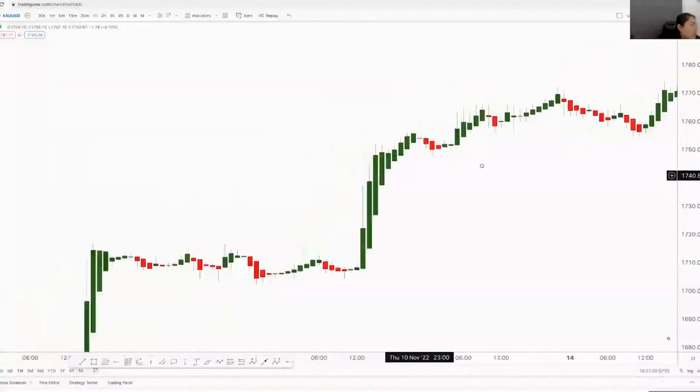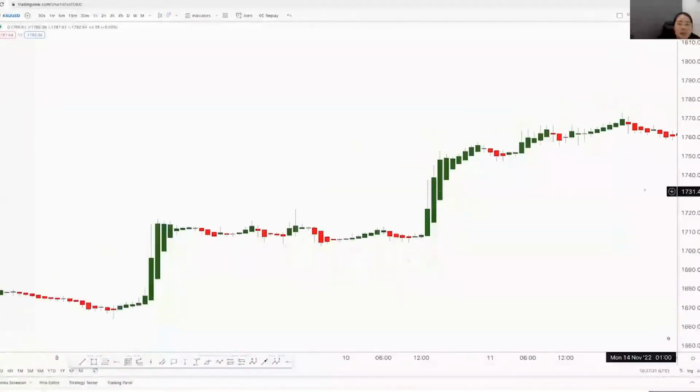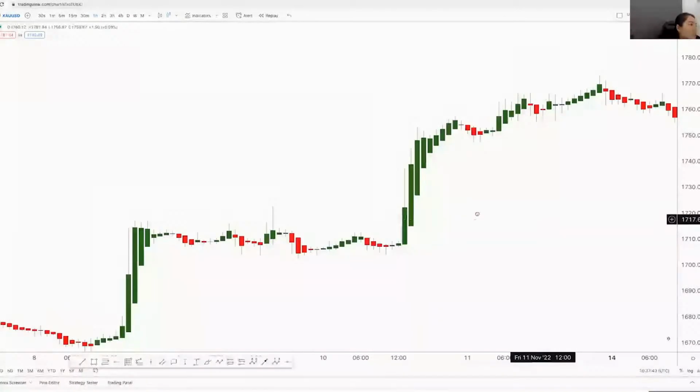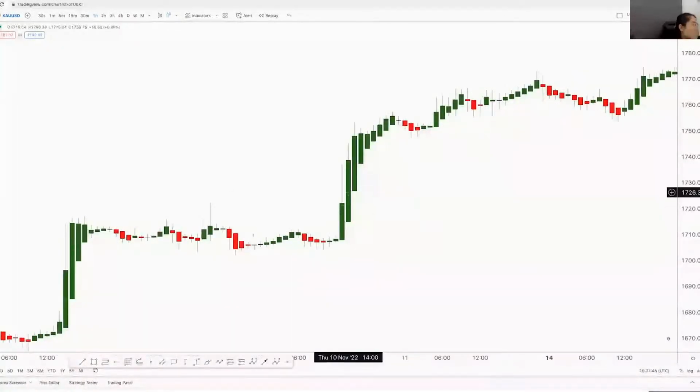I'll give you an example of how to use the Heiken Ashi. But of course, whenever we are looking for a setup in trading, we never just use one thing to look for our entry, our stop loss, and our buy. We always combine it with other things.